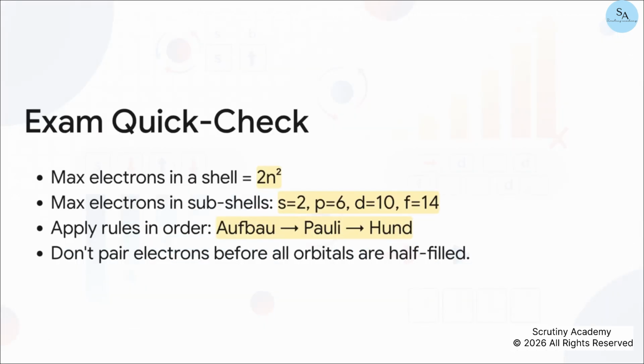Okay, here is your rapid revision checklist for exams. Remember the quick formulas for max electrons in shells and subshells. And this is the most important part. Always apply the rules in order. First, use Aufbau to find the right energy level. Then, place your electrons respecting Pauli's 2 per orbital limit. And finally, use Hund's rule for the seating arrangement. Get that order right, and you will avoid the most common mistakes every time.